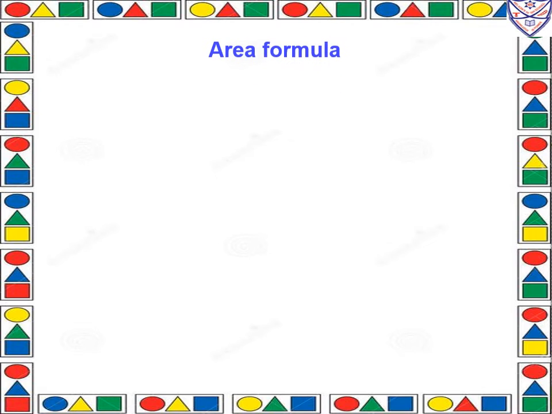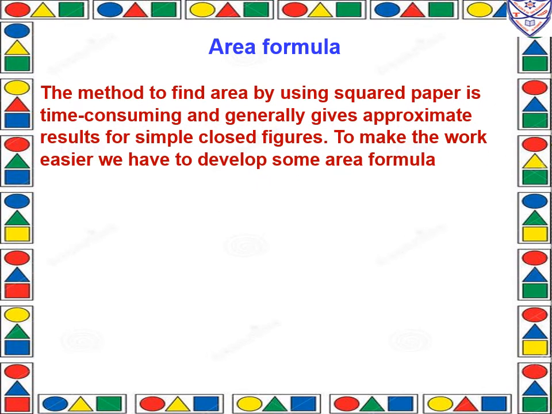Area formula. The method to find area by using squared paper is time consuming. Putting the shapes on squared paper or graph paper takes so much time, and generally gives an approximate result for simple closed figures. To make the work easier, we have to develop some area formulas. So here are some area formulas. With the help of those formulas, we will find the area of the shape.